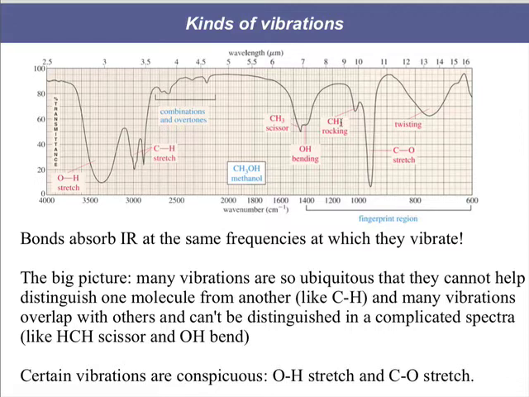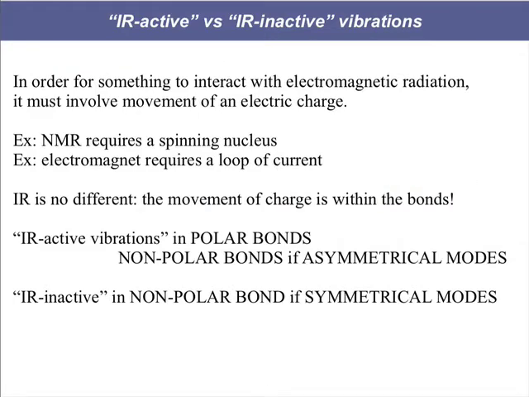All of our molecules are going to have CH stretching and scissoring and rocking. And some of them are going to have unique frequencies, like an OH bending, that gets blocked by these other frequencies. Certain vibrations on a molecule are what we call IR active, and certain vibrations on our molecule are what we call IR inactive. In order for something to interact with electromagnetic radiation, it must involve movement of electric charge.